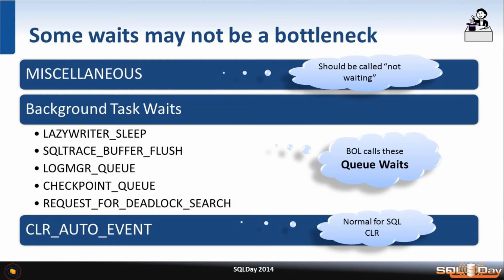Background task waits have these kinds of flavors. Here are some examples of these. In Books Online, we call these Q waits. Why do we call these Q waits? Here's an example for the log manager. The log manager Q wait means it's a background task that waits on a queue of work to be done to write out log records. So that's the wait type we use to indicate we're just waiting on a queue for somebody to give us work to do.